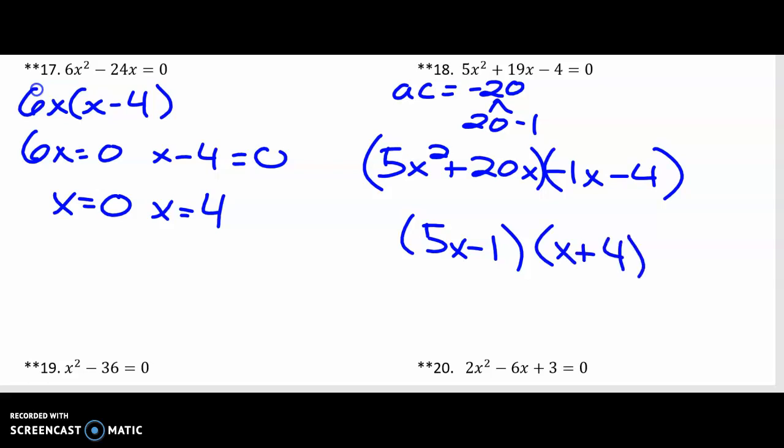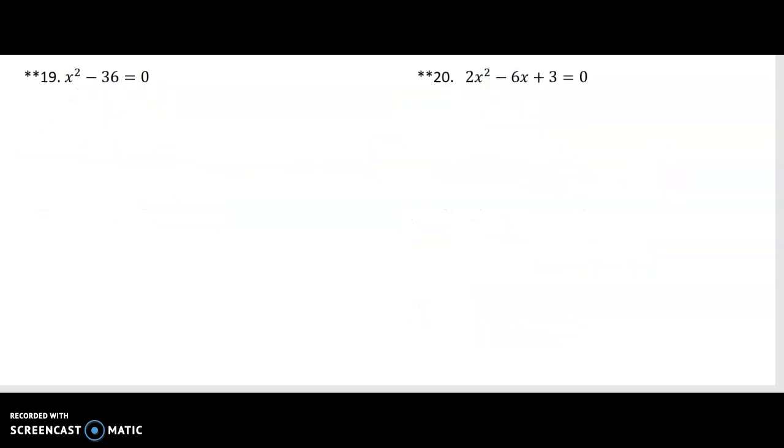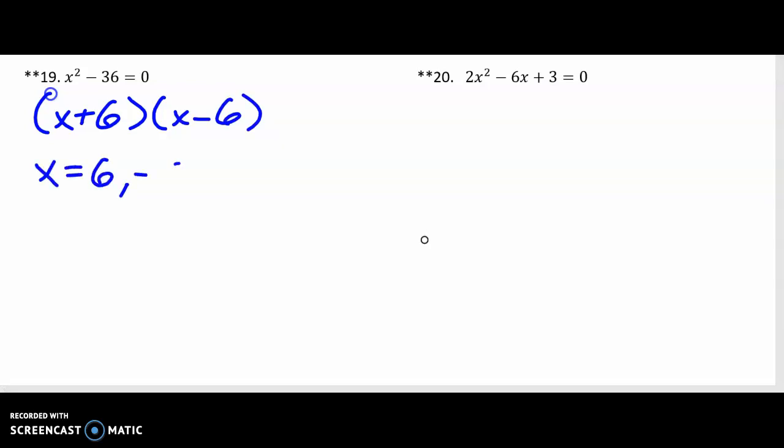Go ahead and set both of those equal to 0. The first one, solving for it, I'm going to get x is going to be 1/5 from the first parenthesis, and negative 4 from the second parentheses. And again, that is just from setting equal to 0. Number 19, difference of 2 squares. So all I got to say is what's the square root of 36? It's 6, so I have x plus 6, x minus 6. Then set them both equal to 0, you will be left with x equals 6 and negative 6.